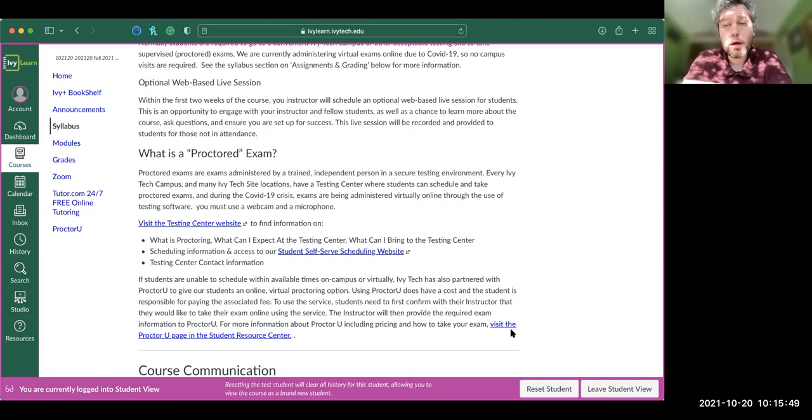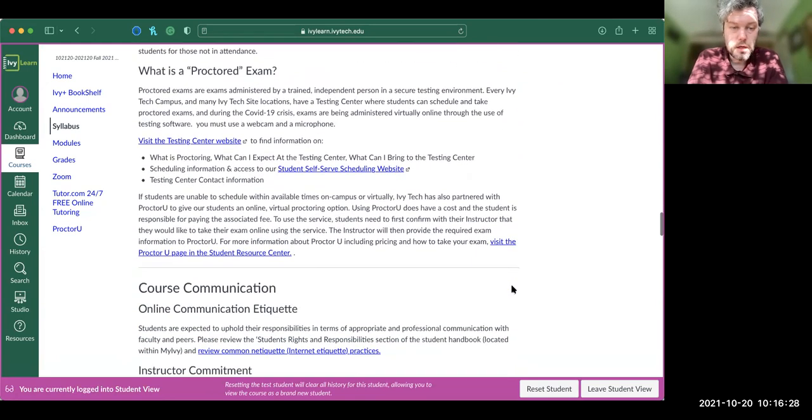And then the third option will be if you can't make any of those times, and the Ivy Tech testing center cannot provide you with a proctored time, we will also have the ProctorU solution. And the thing I don't like about ProctorU is that it costs money. It's usually about $20 for the proctoring service on your end. So you'd have to pay $20 to take a test, and I don't think most students want to pay $20 to take an exam. So I'm trying to find other solutions for that.